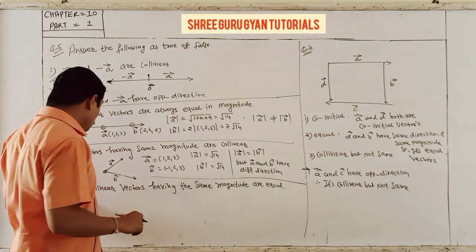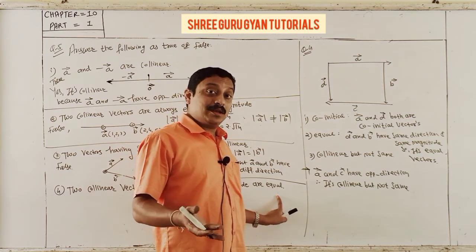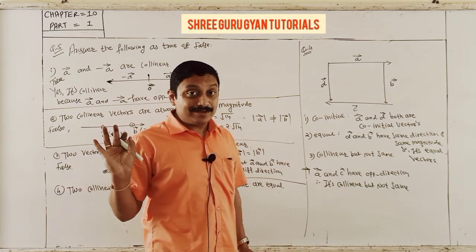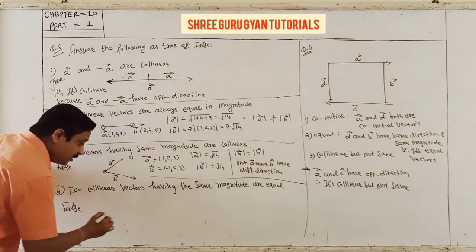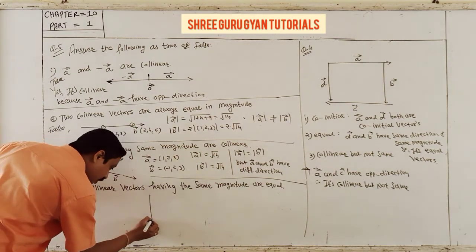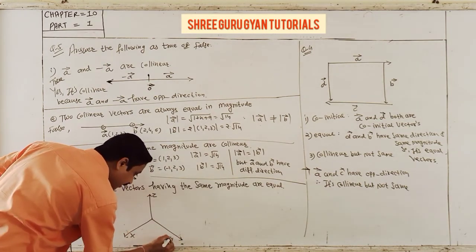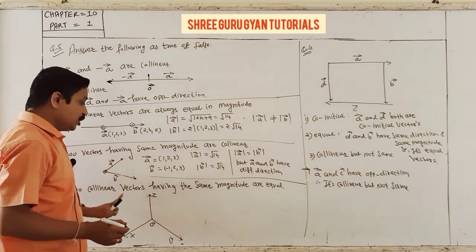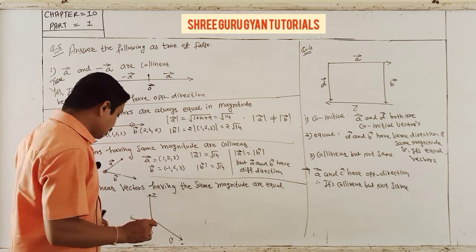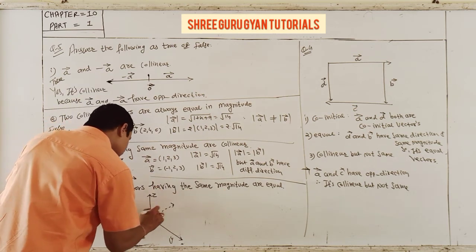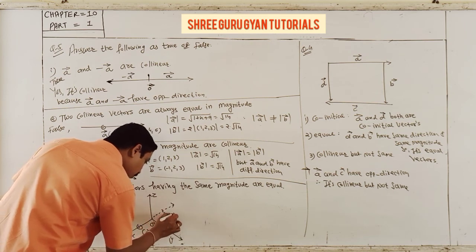Now fourth, two collinear vectors having the same magnitude or equal? No, they are not always the same. Here also, students, you will write down false. Consider our collinear vectors, I draw one in octant form so you can easily understand: Z, X and Y. This is the origin. Two collinear vectors I will take on the axes. Consider here 2, 0, 0. And here consider 0, minus 3, 0.